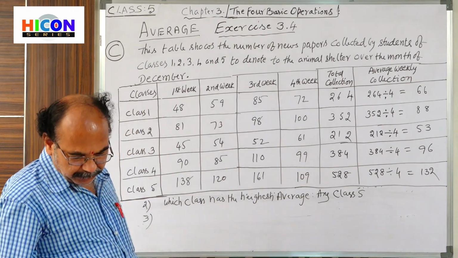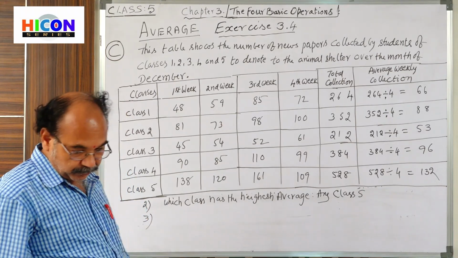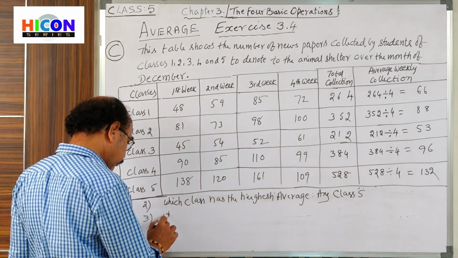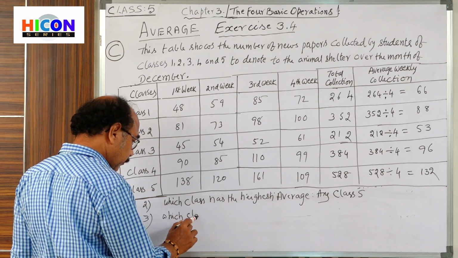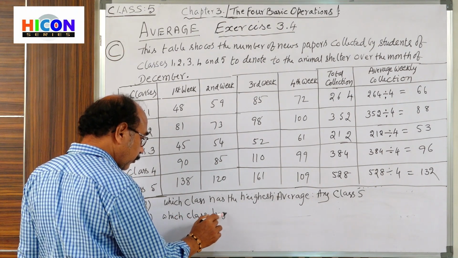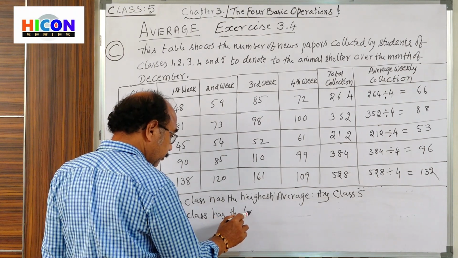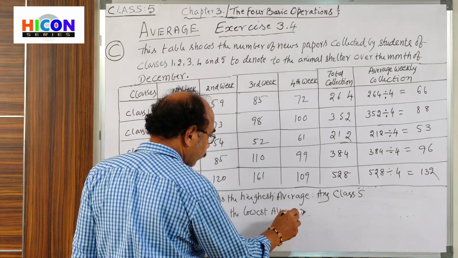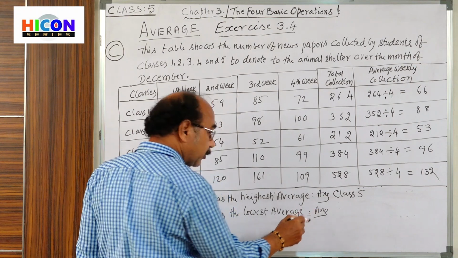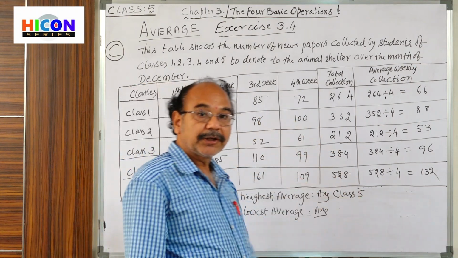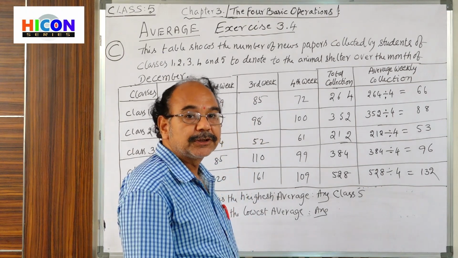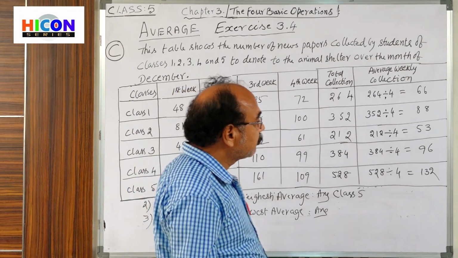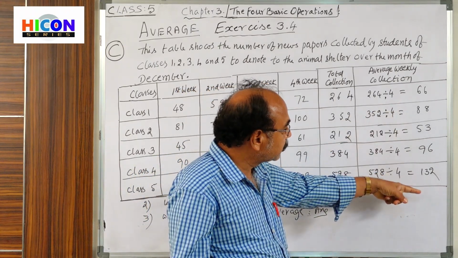Third question. What is the third question? Which class has the lowest average? Which class has the lowest? First this question. What is the lowest? Lowest means what here? Least, smallest. What is the lowest, Susan? What is the lowest one here? What is the small number in all these averages?